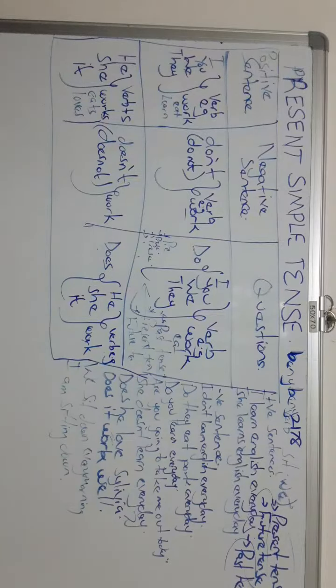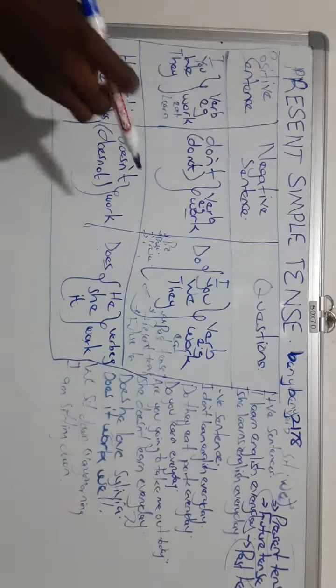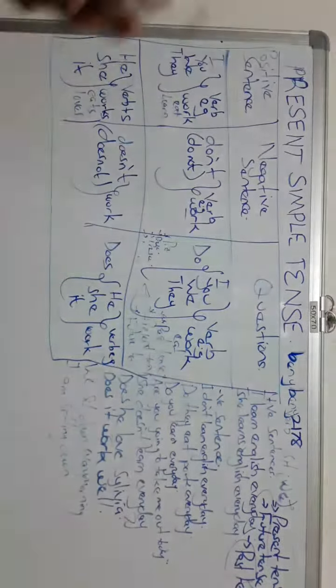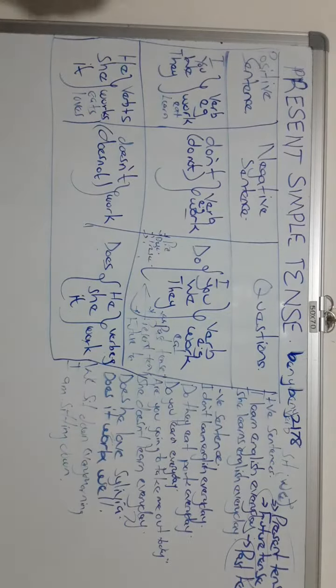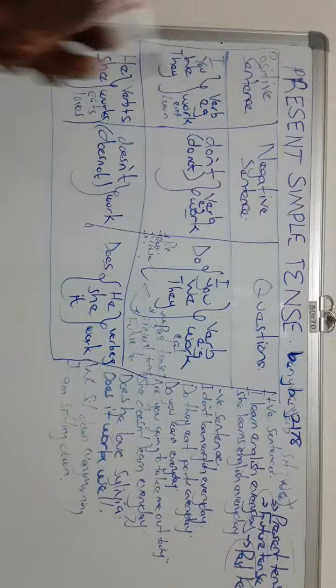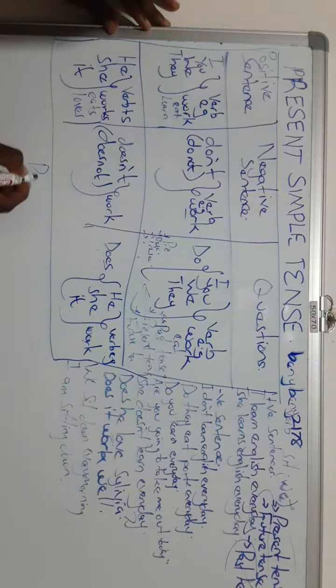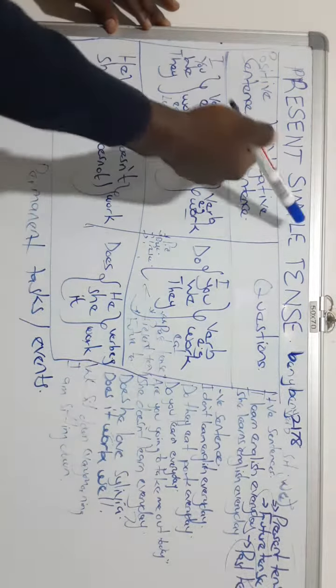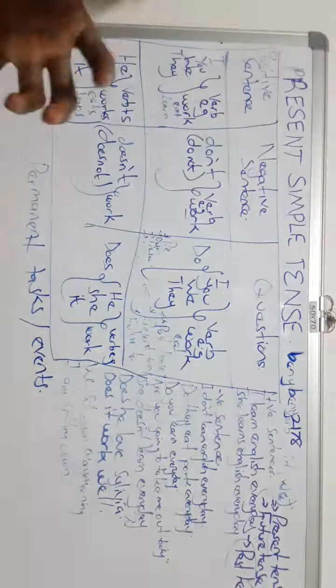So when we are dealing with this present simple tense, we talk about events that happen during the day, or they happen often and they take long to change. So with present simple tense, it talks about permanent tasks. So a point to note, it talks about permanent tasks or events.